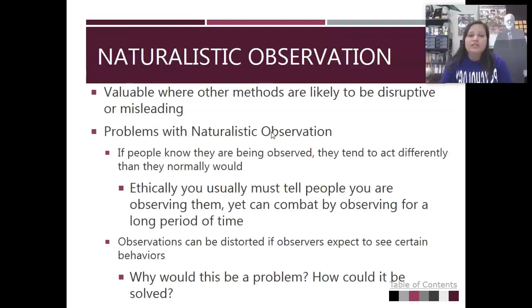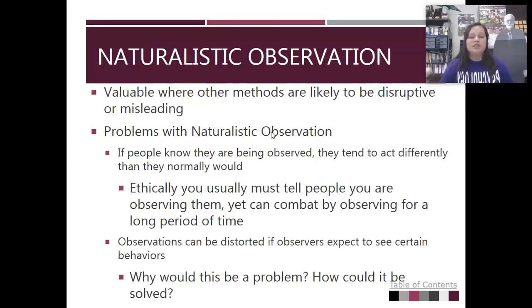Naturalistic observations are valuable, whereas other methods can be more disruptive. The problem is that if people know that they're being observed, they tend to act differently. They're going to be on their best behavior. They're going to do their job the very best they could, different than they normally would. But the other problem is that ethically, you're supposed to tell people if you're observing them. If somebody is in a study, they're supposed to know. So how do you tell them they're in a study without them knowing that you're observing them? So it's a little bit difficult.